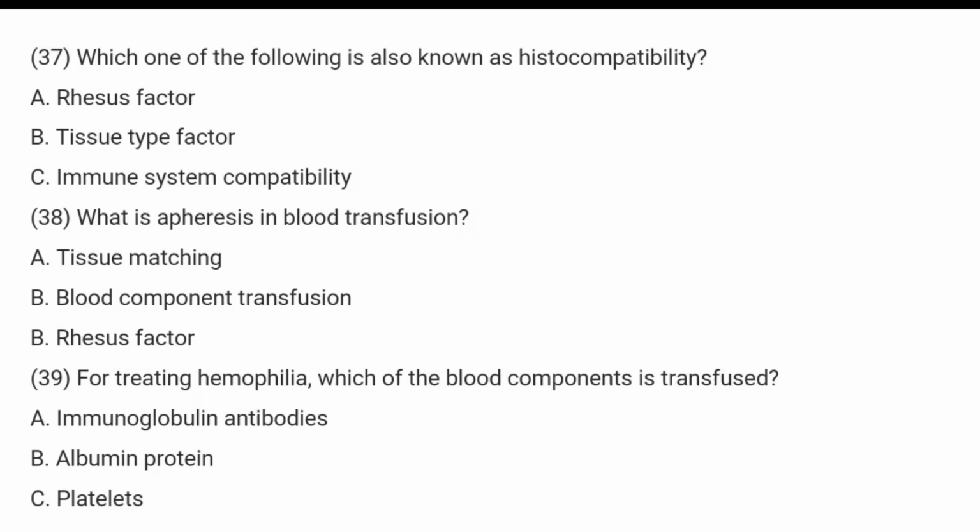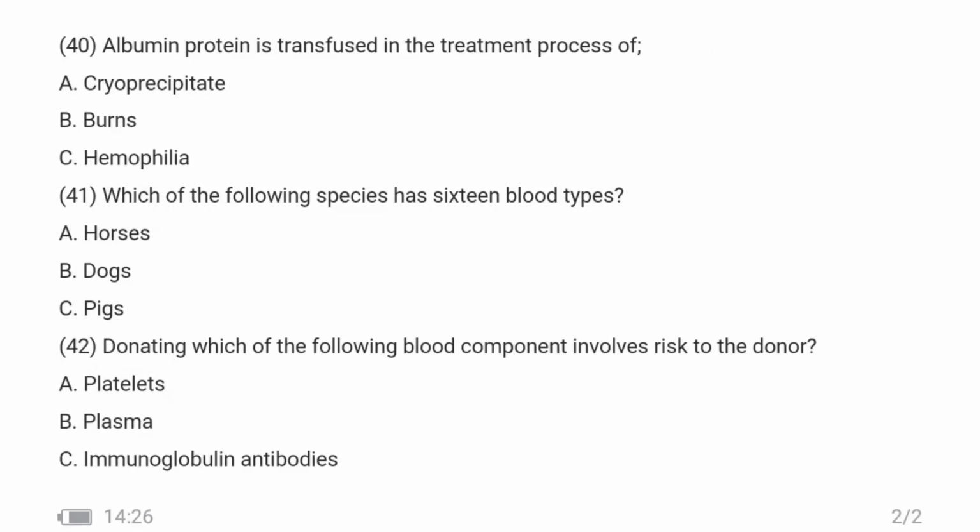Depending on the needs of the community, at the time only parts of the blood are taken for transfusion. Blood is composed of red blood cells, platelets, and plasma. The platelets and plasma can be donated separately in a process called apheresis. In this process, blood is separated into components after being extracted from the donor. For instance, albumin protein is transfused for treating burns, and platelets used for treating hemophilia, cryoprecipitate, and immunoglobulin antibodies are transfused for treating immunological disorders.